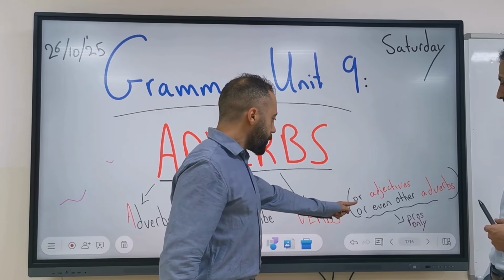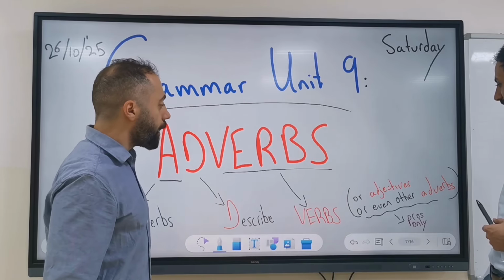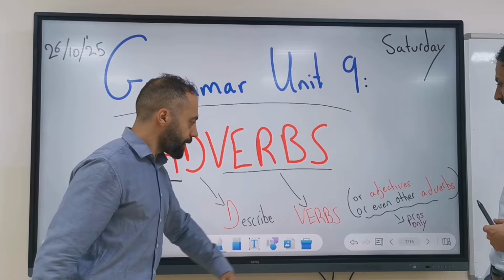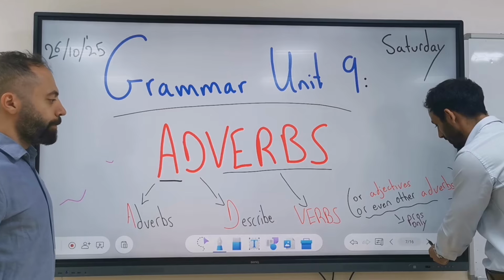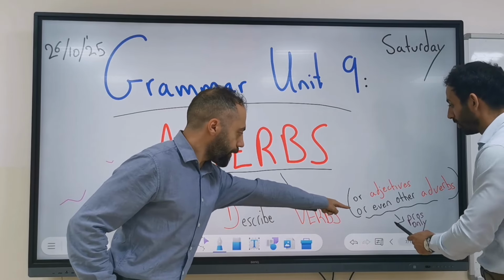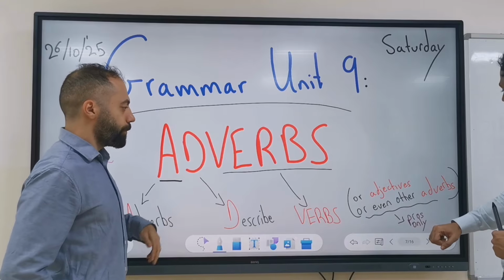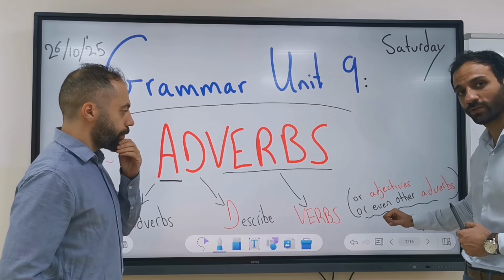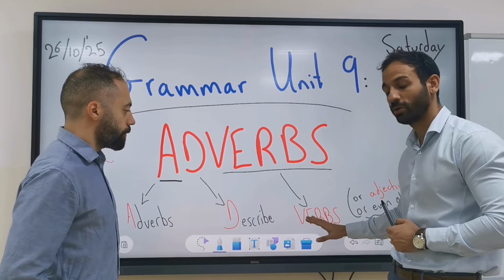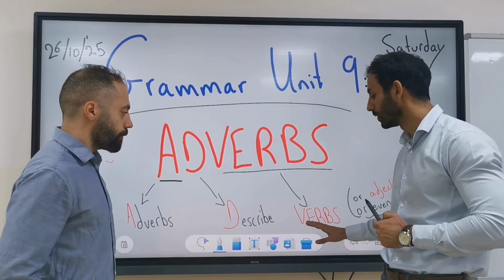Now, sometimes adjectives can even describe other adjectives. Can you read this part, Mr. Khaled? Sure. You want me to flip? Can you read this part? Oh yeah, of course. Or even other adverbs, right? So adverbs, guys, they not only describe verbs, they describe different types of words.